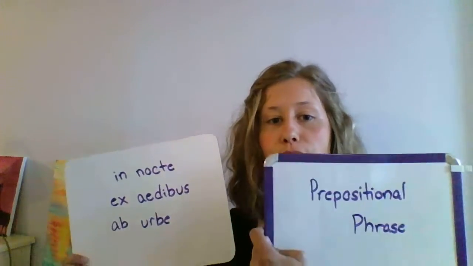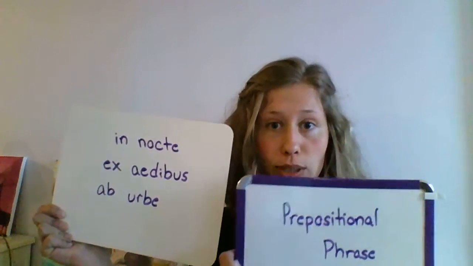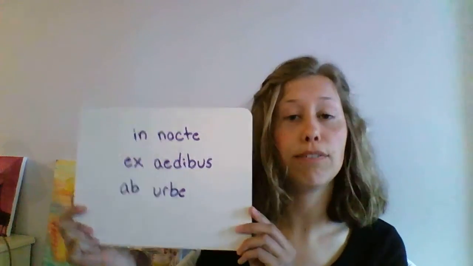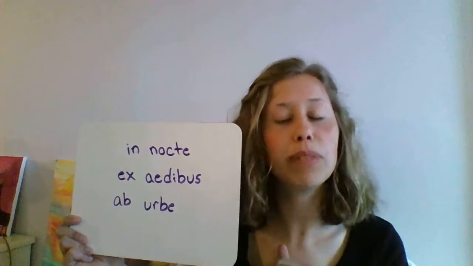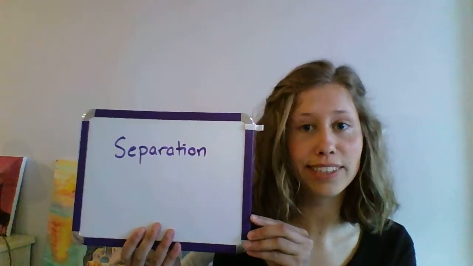So prepositional phrase has a preposition and then an ablative. Should be the easiest one to identify. Make sure you know what a preposition is. If you don't know, there's a lot of good Schoolhouse Rock videos about this, so please feel free to check them out. All right, that's one use. Okay, next use is separation.